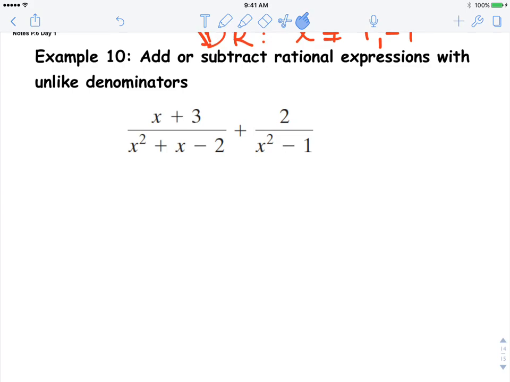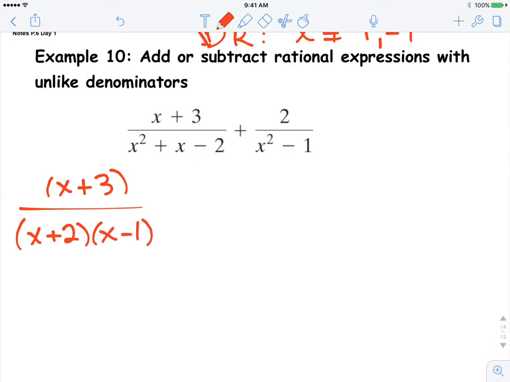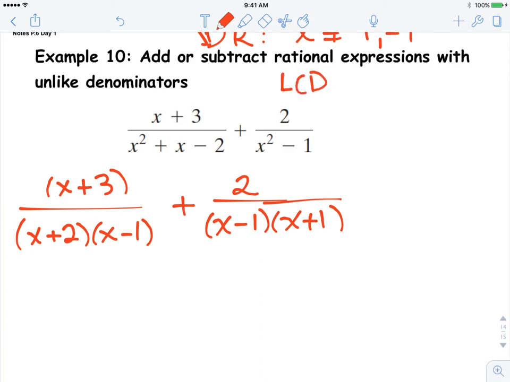Here's one more example. We do need to factor those denominators to find the LCD. So the first factor, factors of negative 2 that add to positive 1, are positive 2 and negative 1. Second denominator, factor by difference of two squares. All right, looking at the denominators, what is going to be the LCD? Well, we need to have an x minus 1, an x plus 1, and an x plus 2.